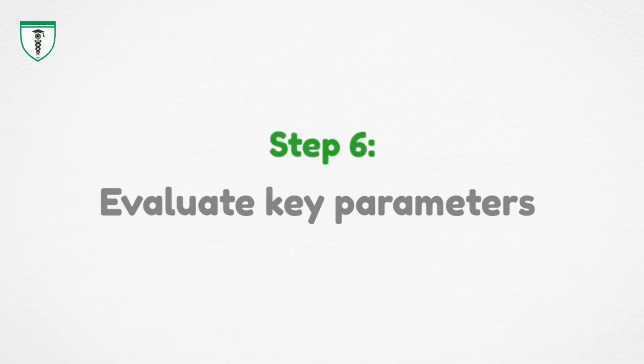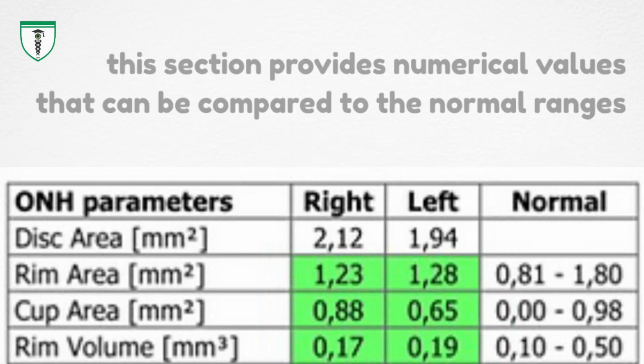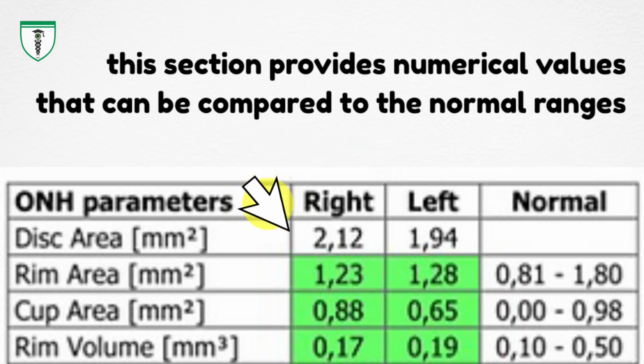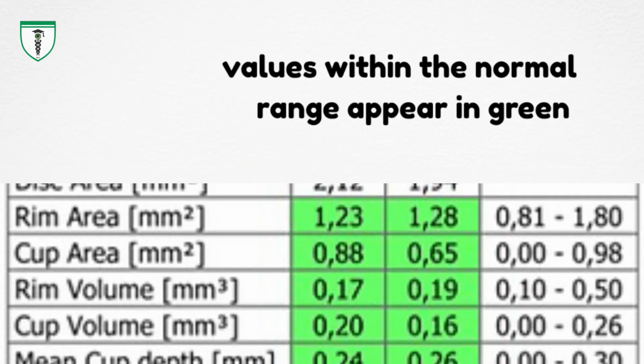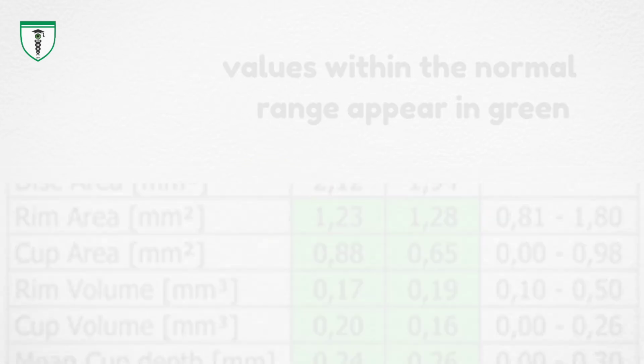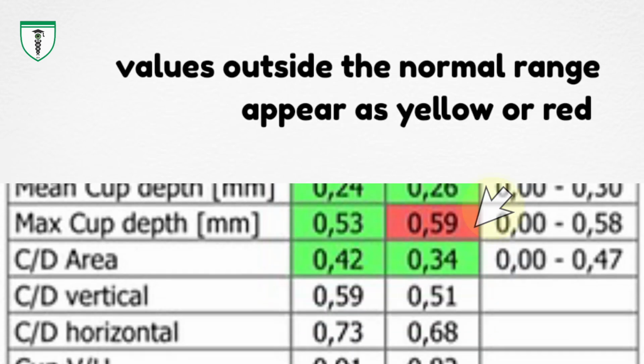Step 6. Evaluate key parameters. This section provides numerical values that can be compared to the normal ranges. Values within the normal range appear in green, while values outside the normal range appear in cool colors as yellow or red, signaling a potential concern.